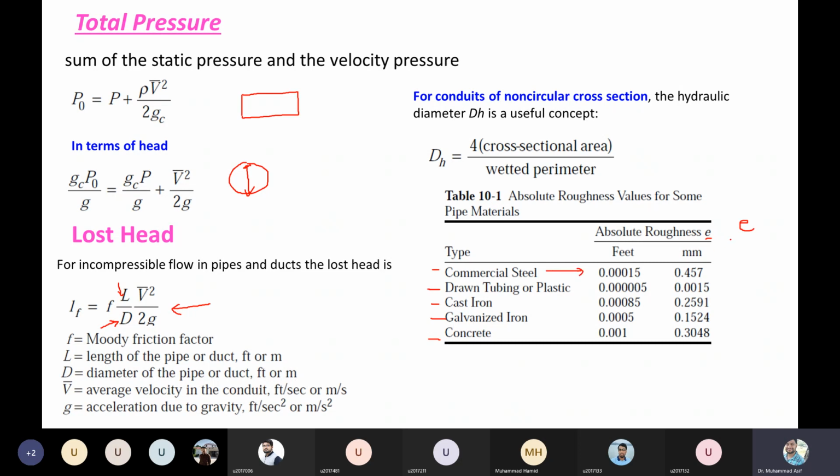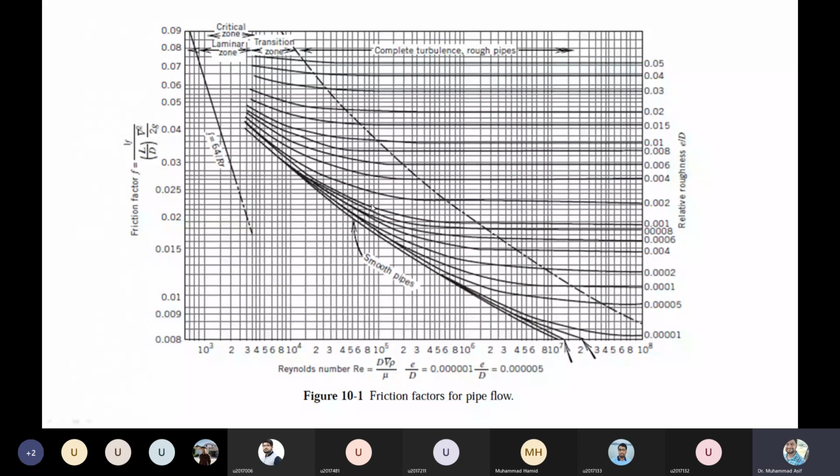There is also a term called the relative roughness. This is the absolute roughness e. When you divide this e by the diameter of the pipe or the hydraulic diameter of the duct, that term is called relative roughness, right? So the Moody chart can be used to get the value of f, the Moody friction factor, and then you can have the loss head. So this is the chart. You can see the friction factor for a pipe flow. If you know the Reynolds number, and if you know the relative roughness, e divided by D, then you can read the value of f.